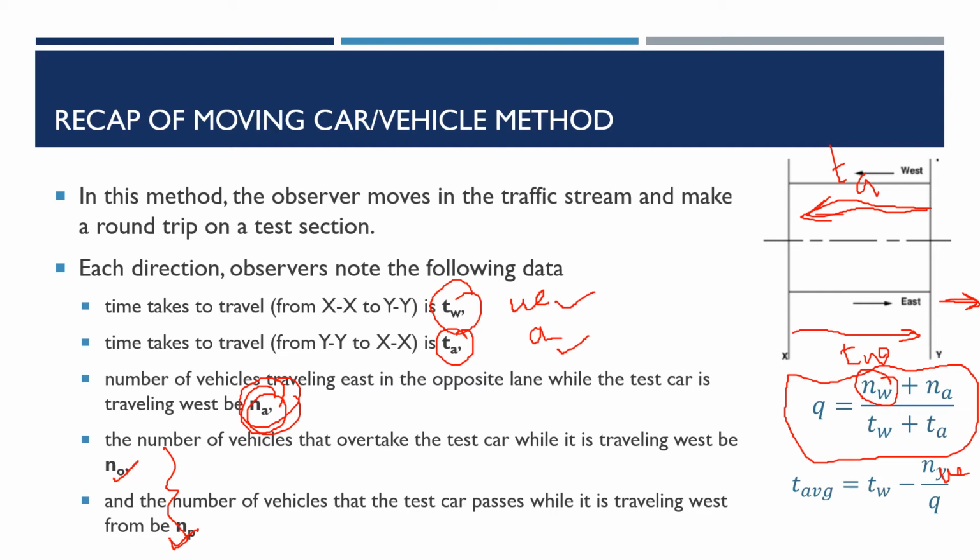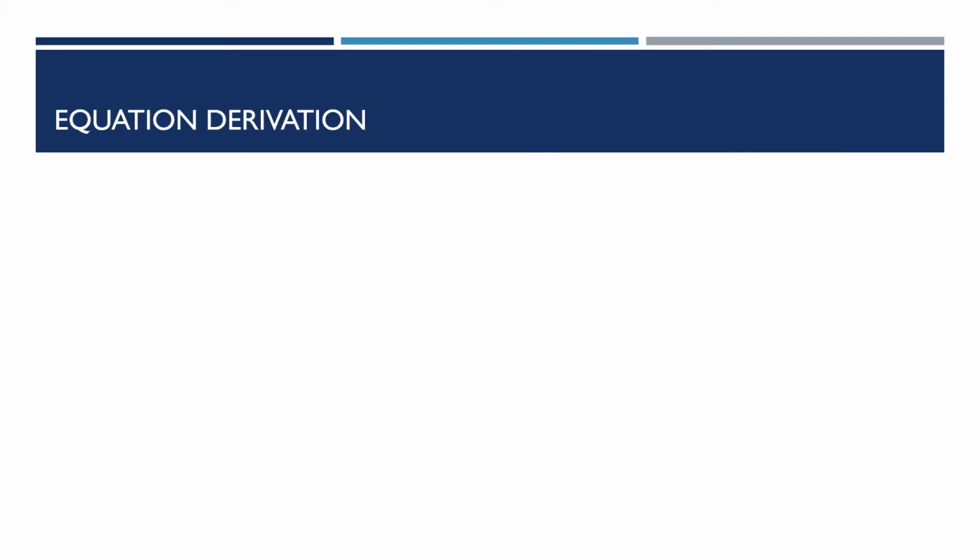Don't worry about these equations. Now we will see how we are deriving this equation. I'm sure by this time all of you have the question, how are we getting this equation? The moving observer method, as the name indicates, has the observer moving within the traffic stream. So we need to derive it for that condition. To get into that, let us consider two scenarios.